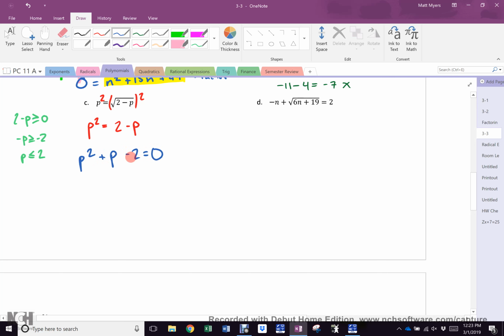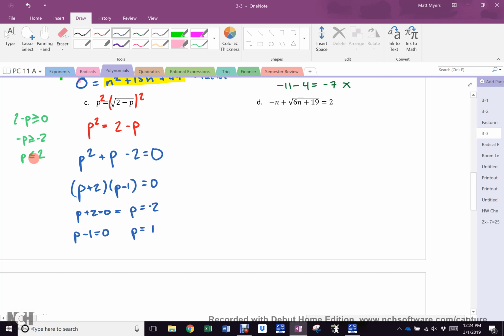What is it? Factor it. So factor it for me. I need numbers that do what and what? Add to 1 and multiply to negative 2. What are they? 2 and minus 1, right? So p plus 2 and p minus 1, correct? So once we're here, what do we know has to happen for this to be true? Something's got to equal 0. So either p plus 2 has to equal 0, or p minus 1 has to equal 0, which means p equals negative 2 or p equals 1.